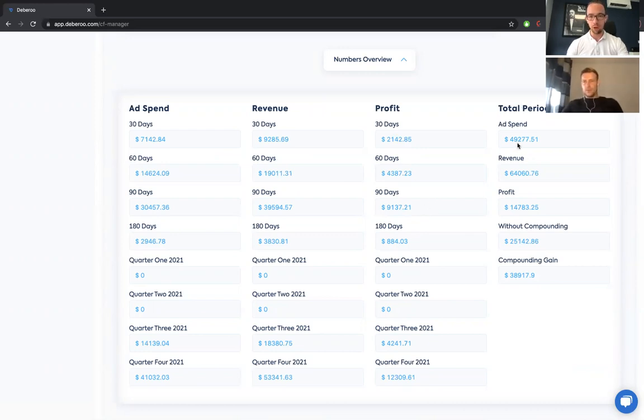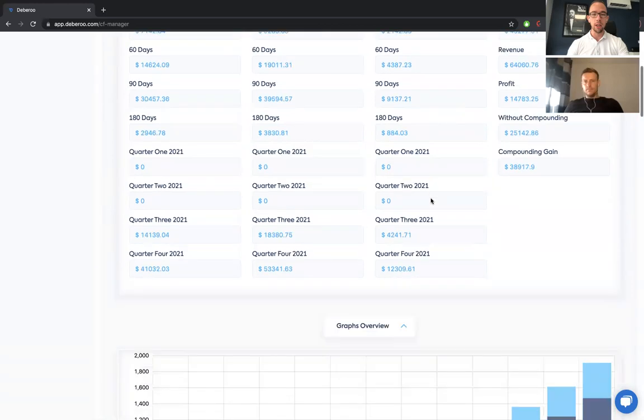But we want to have the total period. So your total period ad spend for the 90 days would be 50,000 almost, 64,000 revenue, and almost 15,000 profit. So this might not sound like a lot, but in a second I will change the formula, and you'll see that, like a train, the train goes slowly at first, but the longer it drives, the faster it goes, right? It just needs to build up some momentum to keep that going.